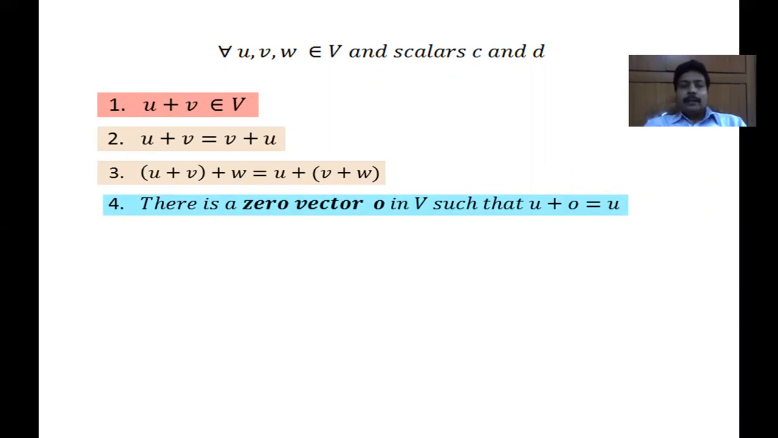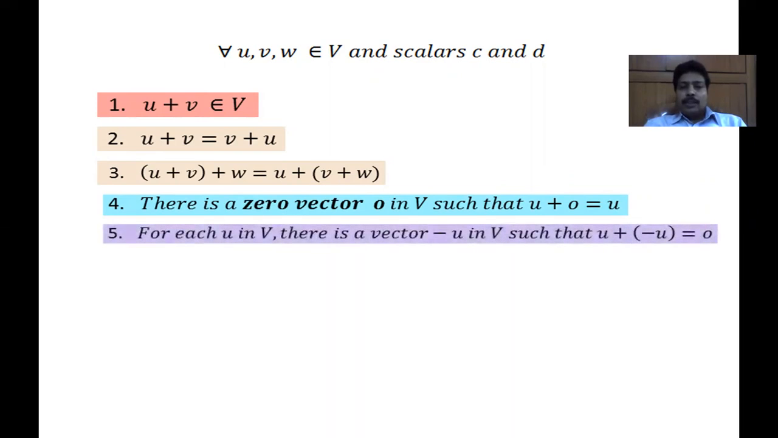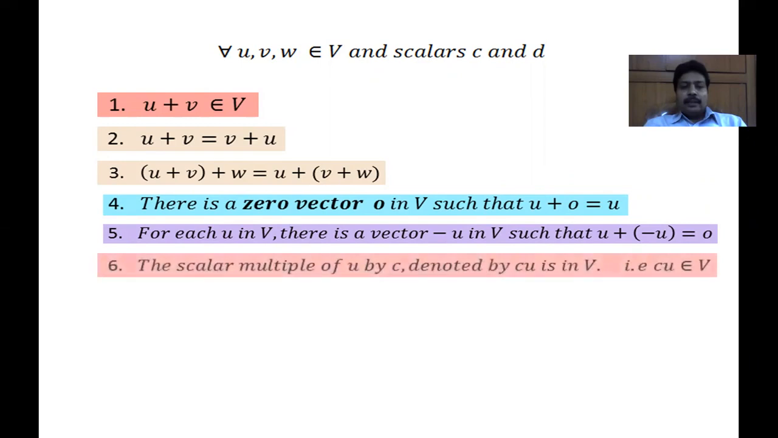And for each u in V, there is a vector minus u in V such that u plus minus u is equal to 0, additive inverse. Here it is called the negative. So these 5 conditions will form an abelian group with respect to vector addition. And this is the scalar multiplication rule. The scalar multiple of u by c is denoted by cu in V, that is cu belongs to V. So the set is closed under scalar multiplication.